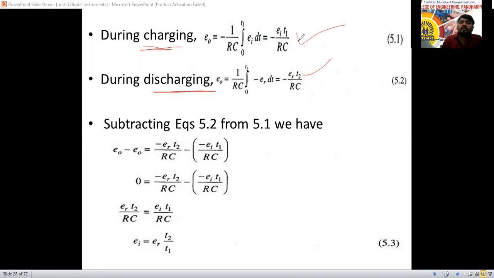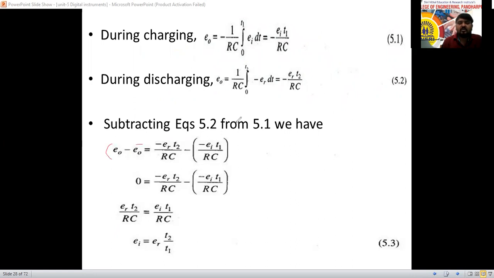What we have to do, we have to subtract the discharging equation from the charging equation here. In this charging equation, this one we have to minus here. So LHS to LHS, RHS to RHS we are going to do here. First what I will do, I will subtract here now. That is E0 minus E0.